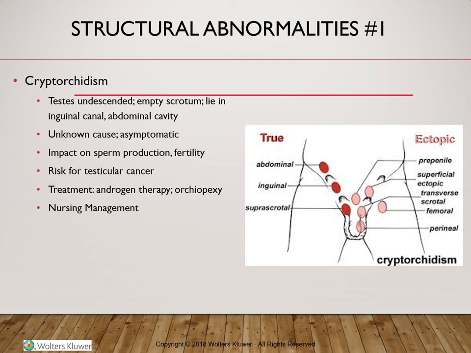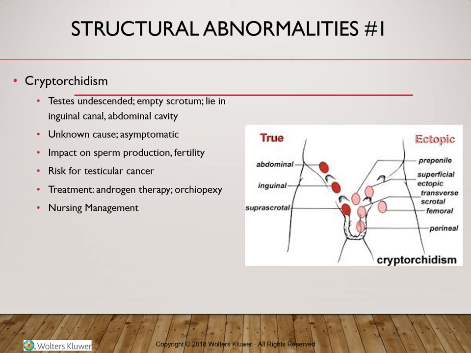They can be, as you can see in this picture, anywhere in the inguinal canal. They may show up in the abdominal cavity, and sometimes, very, very rarely, they can be found very close to the perineum or in a femoral canal. When I say in the femoral canal, instead of finding them over the inguinal canal, we find them at the level of the root of the thigh.